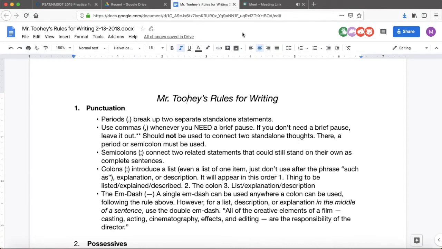But I want to start by saying that I love teaching the writing and language section. This is the easiest section on the SAT to get a big boost on. It teaches the most limited amount of content by far of any section on the SAT. I've basically condensed all of the grammar rules that you need to know into 10 rules on these 2 pages of my rules for writing.